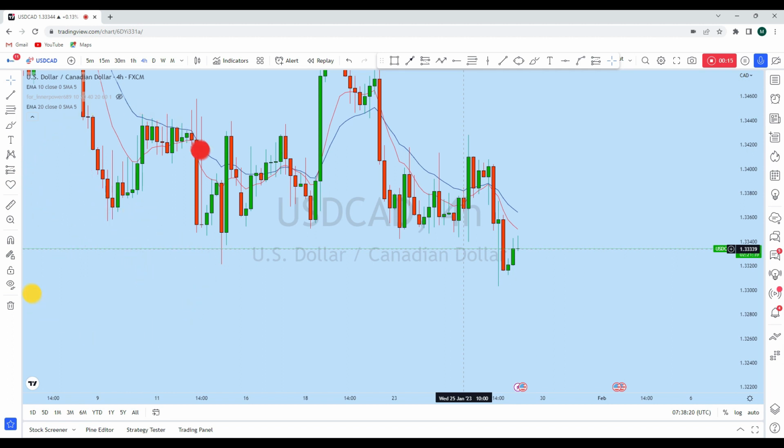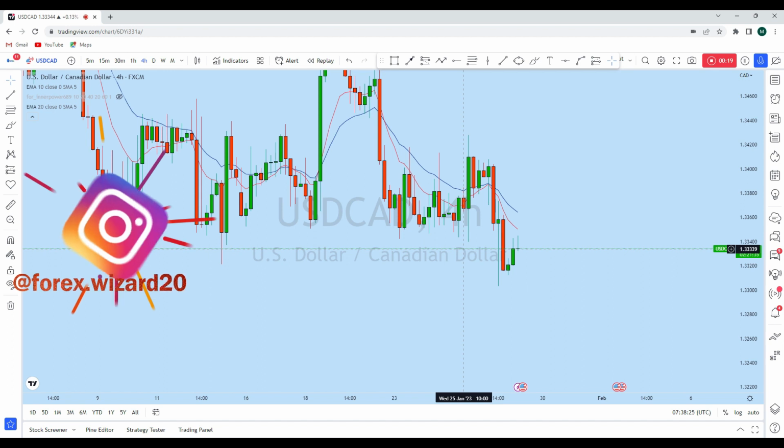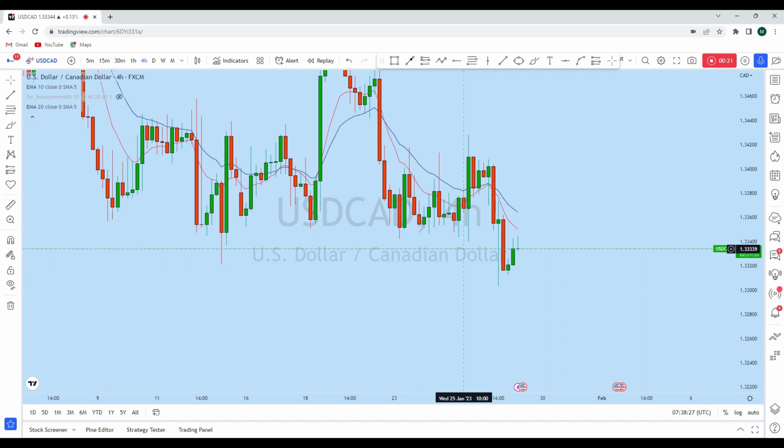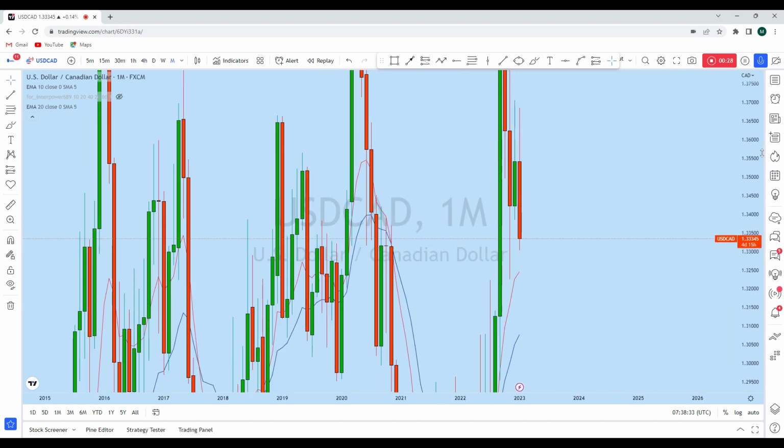Now, before we discuss how we can trade, let's look at the bigger picture to see the general direction in the market, and then we'll jump onto this lower time frame to see how we can trade USD CAD, looking at monthly to see the overall picture.